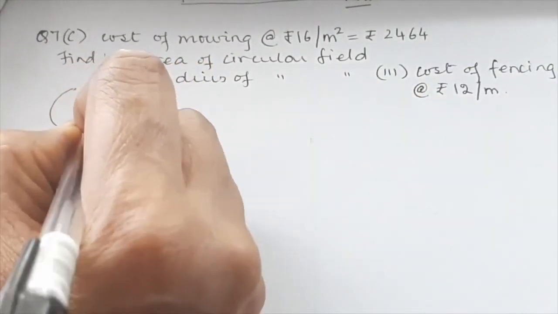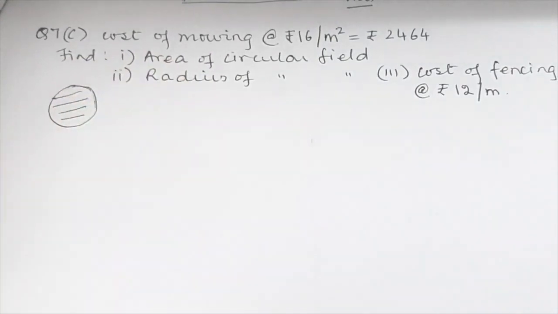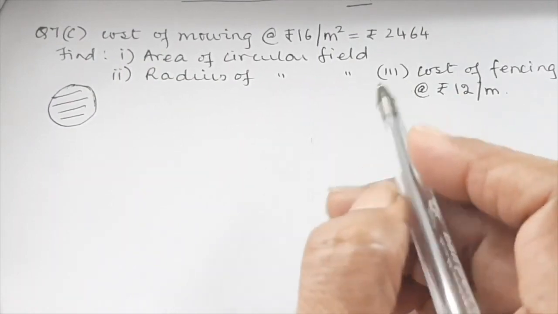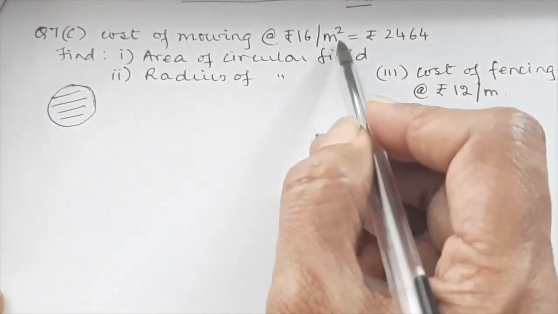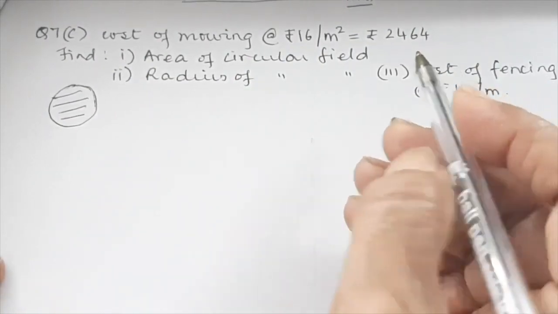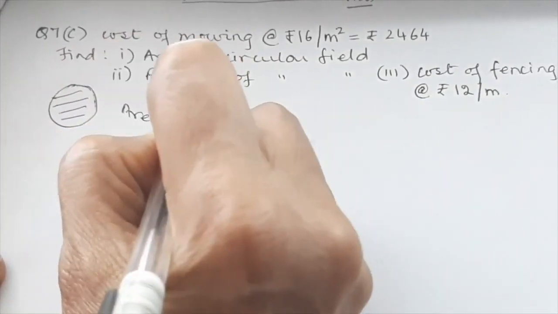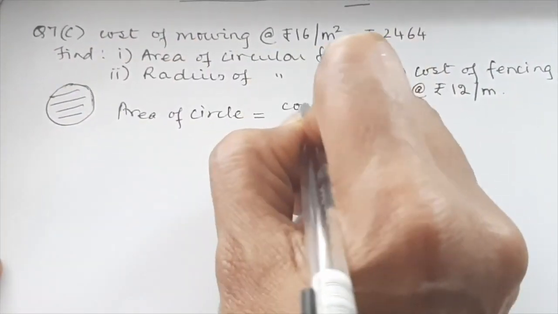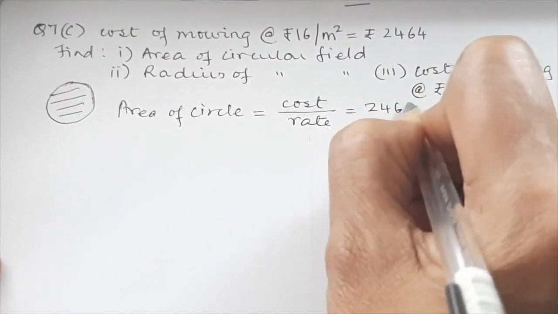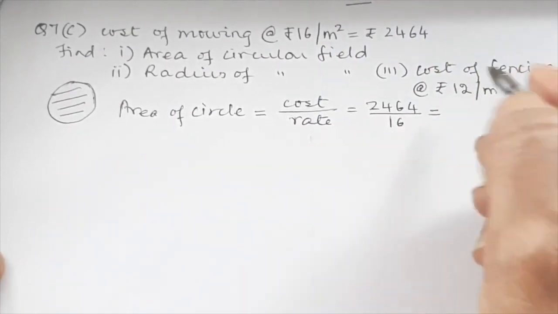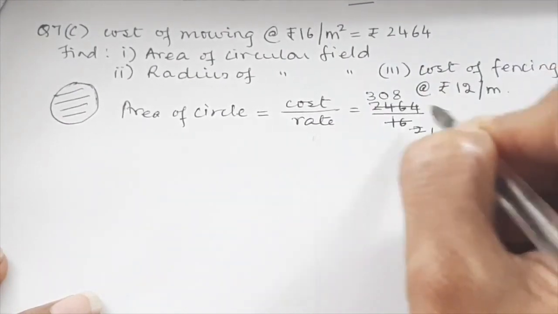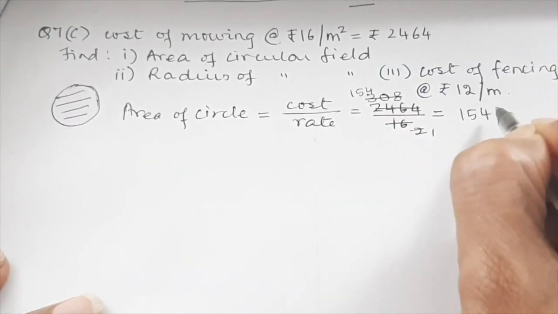So I'll just show a diagram like this, and this is the area to be mowed, and mowing that area costs 2464 rupees. So if I want the area, I'll say 1 square meter costs 16 rupees. So these many rupees will be for how many square meters? So the area of the circle will be equal to the total cost upon the rate. That will give us 2464 upon 16, and that gives us 154 square meters.